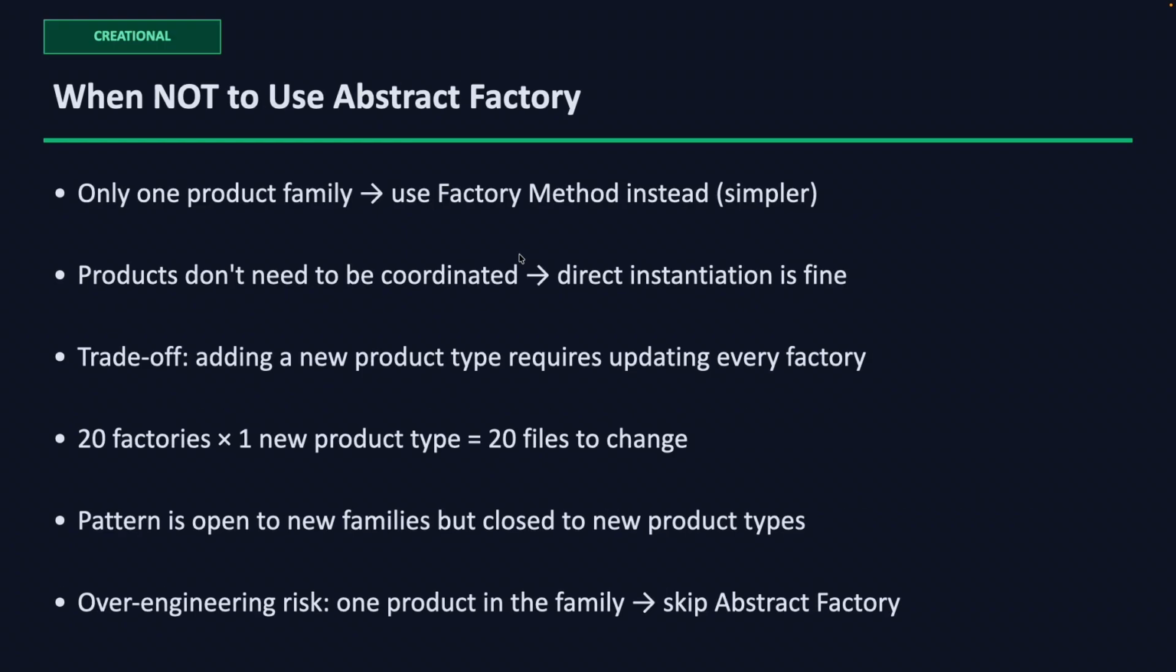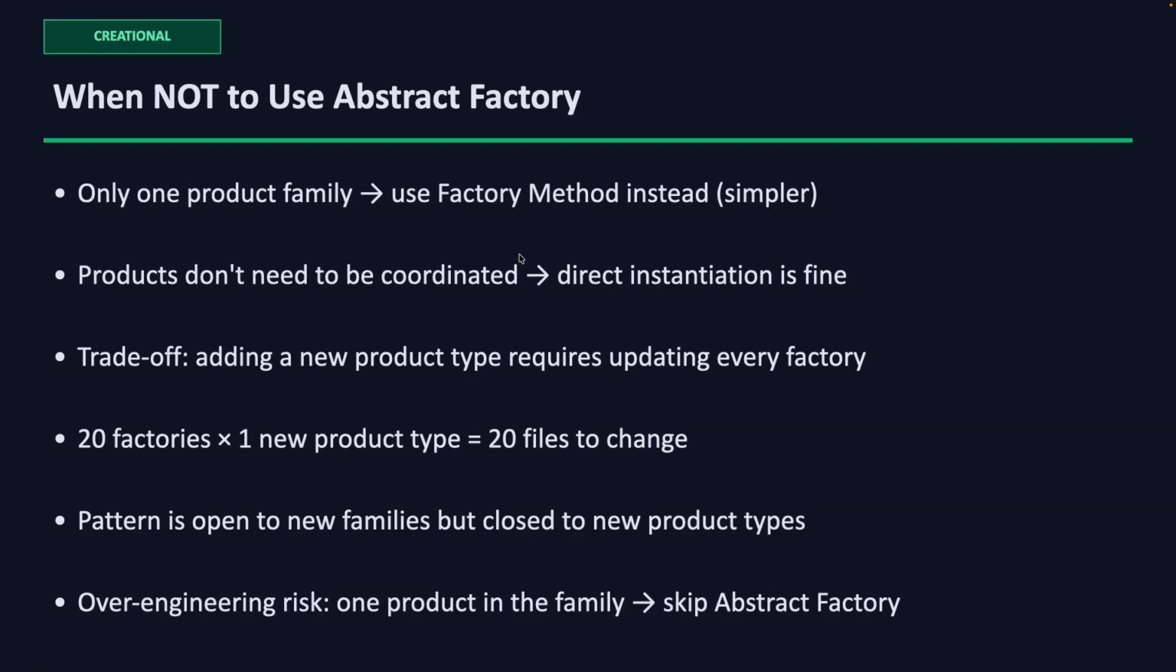We don't want to use it by default. If you only have one product family or if mixing products across families is fine, then the abstract factory will add complexity with no benefit. We want to use the factory method instead. It's a lot simpler. The biggest significant trade-off is extensibility in one dimension.